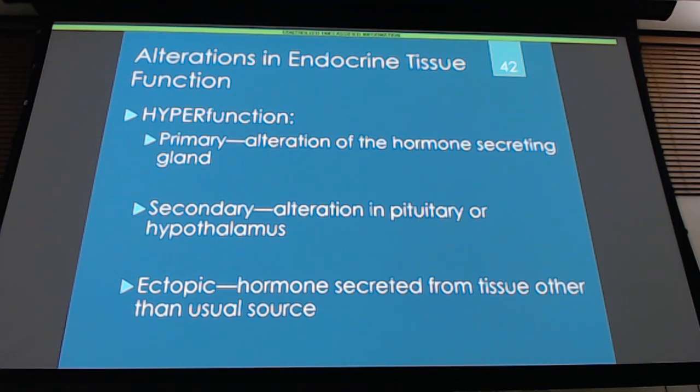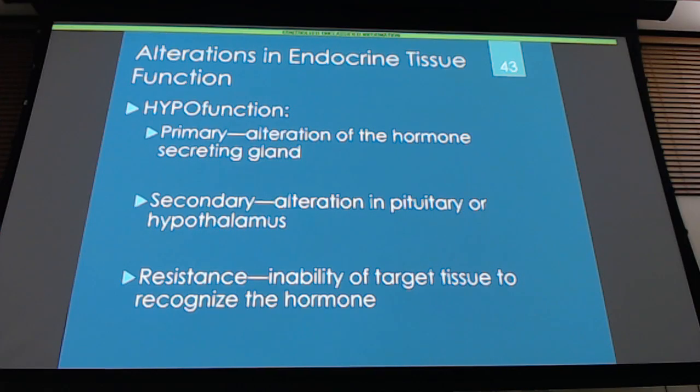Sorry, I'm confusing everything. Ectopic, you guys know that, right? It's another source producing excess hormone, typically cancer, but not always. So outside of the endocrine loop, outside the pituitary gland, you can have ectopic sources of excess hormone release.